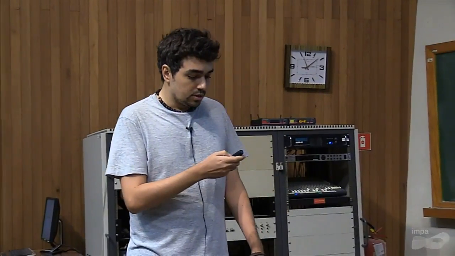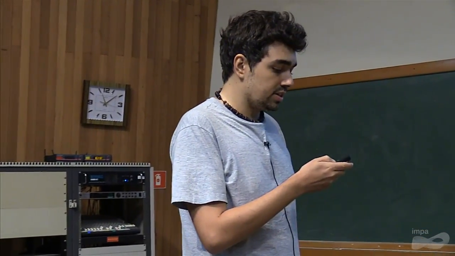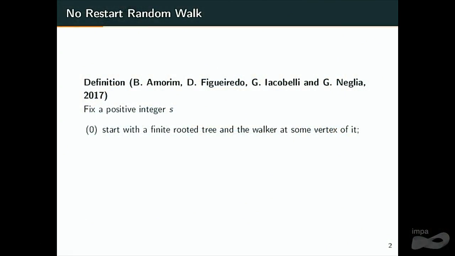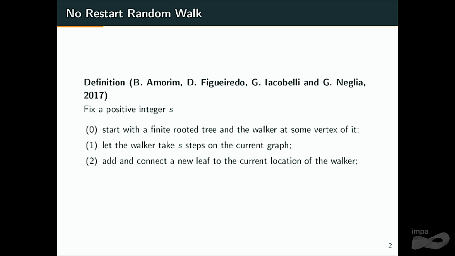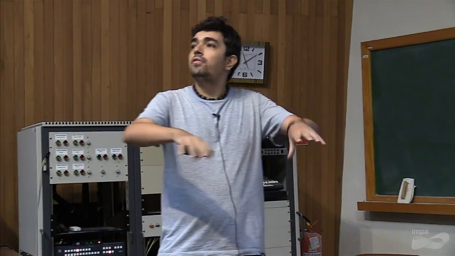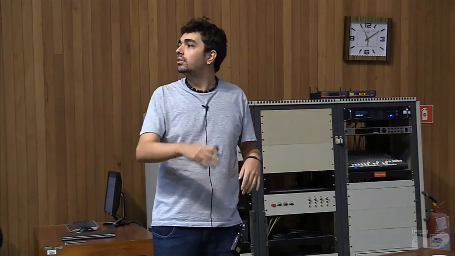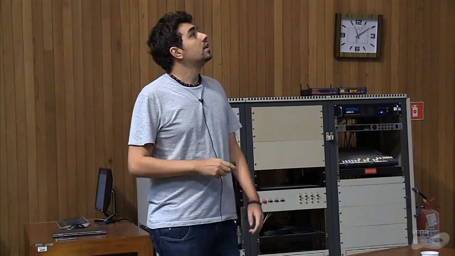So what is this no restart random walk? It's quite simple. It was proposed by Amorim, Figueiredo, Jacobelli, and Neglia last year. You fix an integer S, and we start with a finite rooted tree and the walker at some vertex of this tree. Then you let the walker take S steps on the current graph. After these S steps, you add and connect a new leaf to the current location of the walker. Then we iterate this process, going back to step one. So, summarizing, every S steps the walker modifies its environment, adding a new leaf to the current graph. Pretty simple.